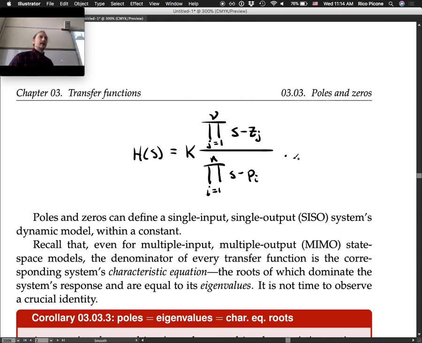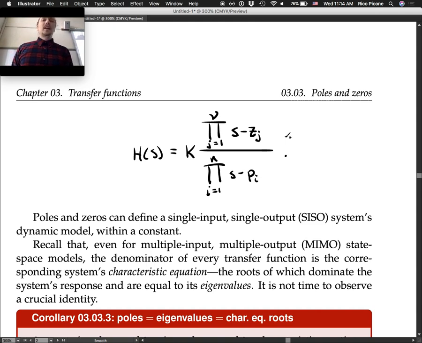So what is this? Just in case, we see the sum a lot more often than we see the product, right? But this is the same as the summation notation, but we're using the product of each term instead of the sum of each term. So the product of s minus the zeros in the numerator divided by the product of s minus the poles in the denominator.